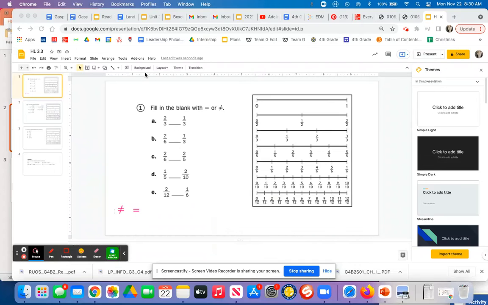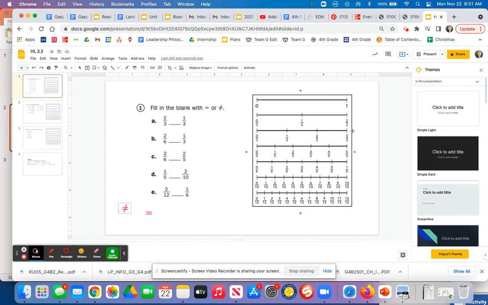Hey everyone, welcome to Homelink 3.3, where we are finding equivalent fractions using a number line. So for problem number 1, it says fill in the blank. We are either going to say that these two fractions that we're comparing are equal or not equal. And remember that you can use a straight edge, but because I'm doing this on the computer, I can draw my lines. So we have 2/3 and we're comparing that to 1/3.